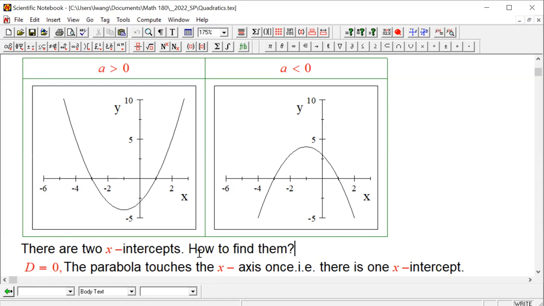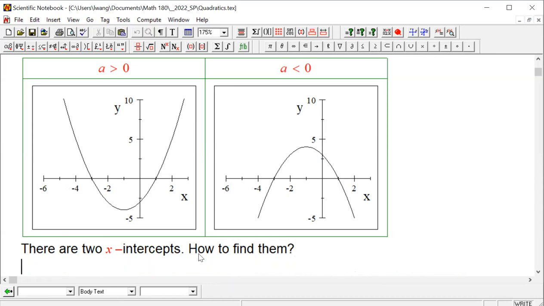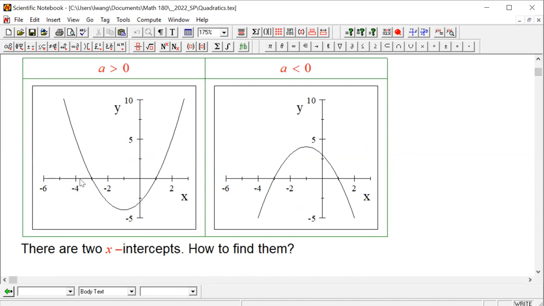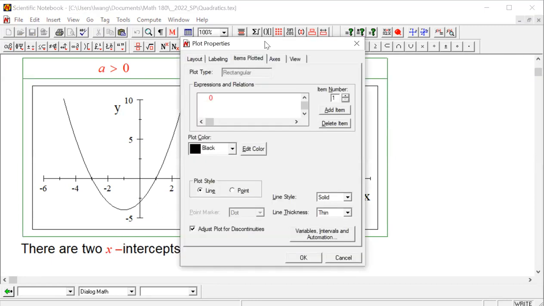How do we find these x-intercepts? We know that in these cases, the points are on the x-axis. The x-intercept is the point where the curve crosses the x-axis, and we know the coordinates. So let's mark these two points.